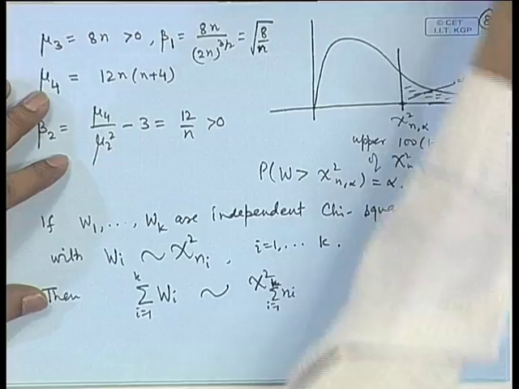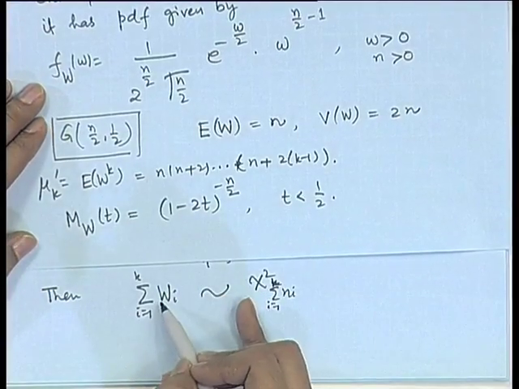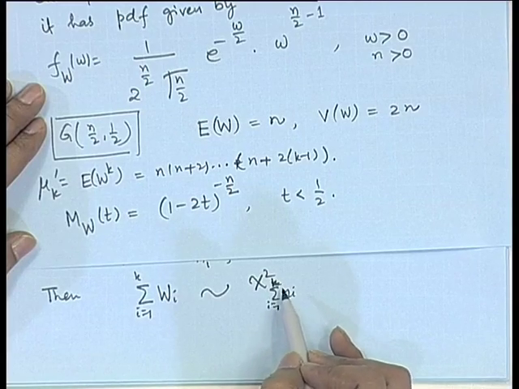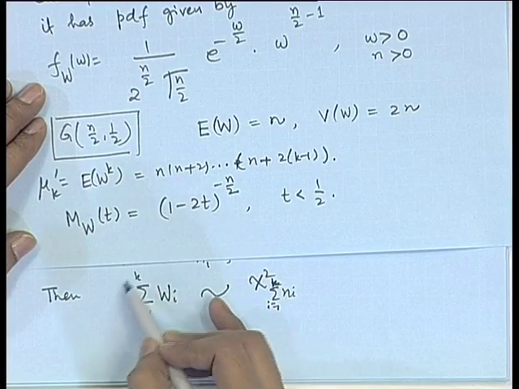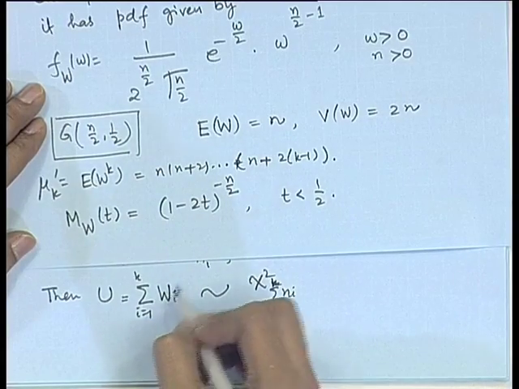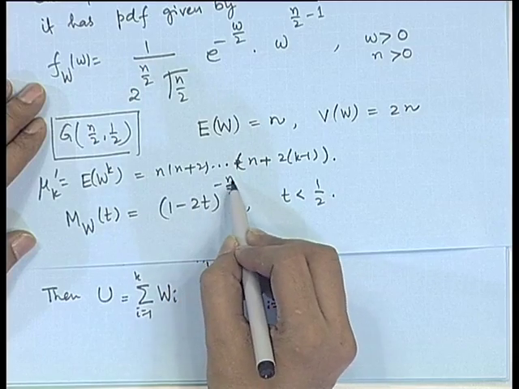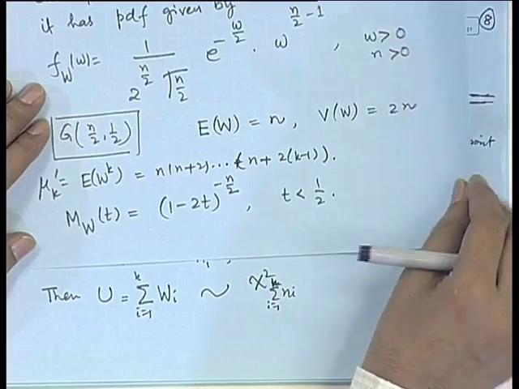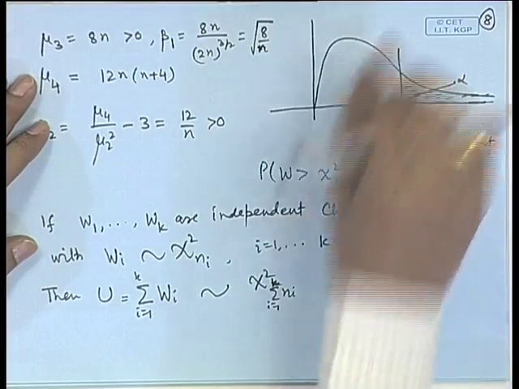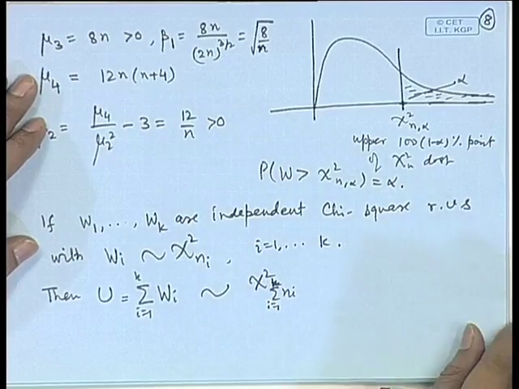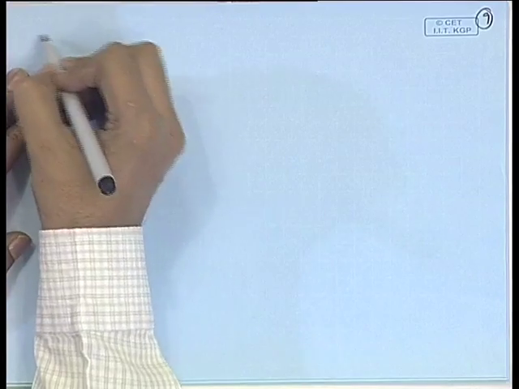The proof is extremely simple, because if we apply the property that the moment generating function of the sum is the product of the individual moment generating functions if the random variables are independent, then the MGF of U will be the product of the MGFs of Wi, which will be 1 minus 2t to the power minus n i by 2. So, if we multiply out, this will become sigma n i by 2. So, the distribution of the sum of the chi-squares is again a chi-square, and the degrees of freedom are added. Next, we look at the following result.